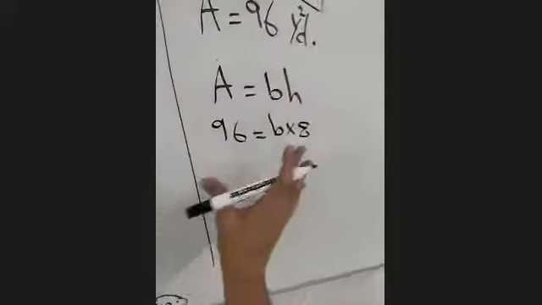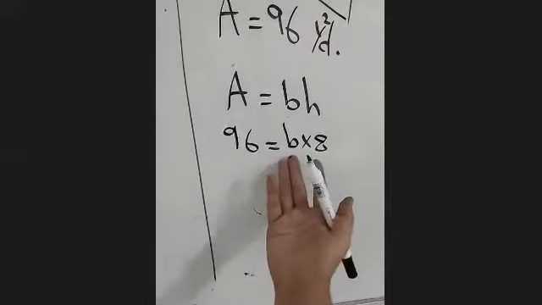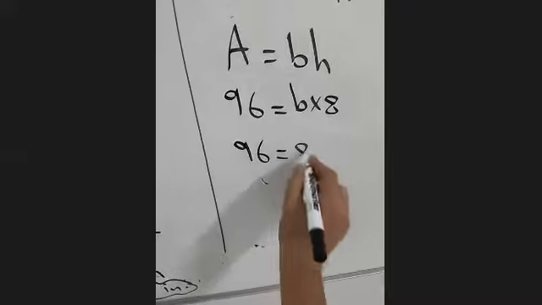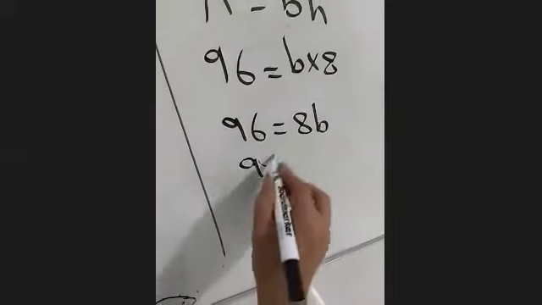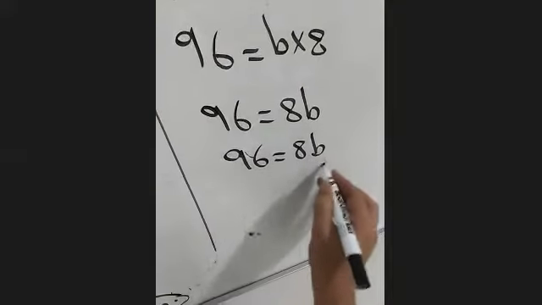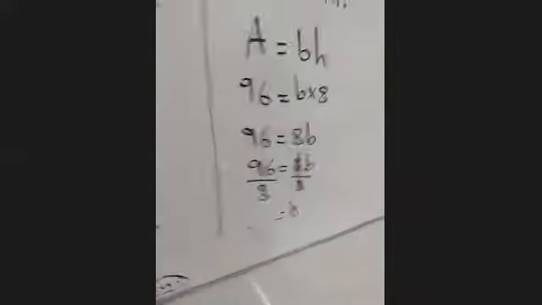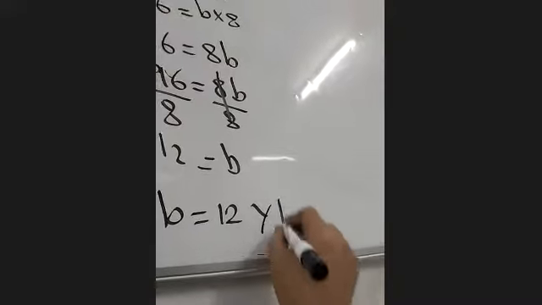Now let's write it as an equation. We don't make B 8, it's 8B. So 96 equals 8B. This is a multiplication equation. Divide by 8 on both sides. So B will be 96 divided by 8, which is 12. 12 what? 12 yards. So B equals 12 yards.